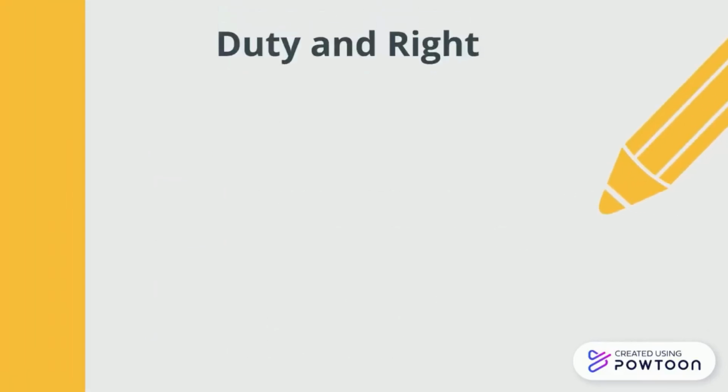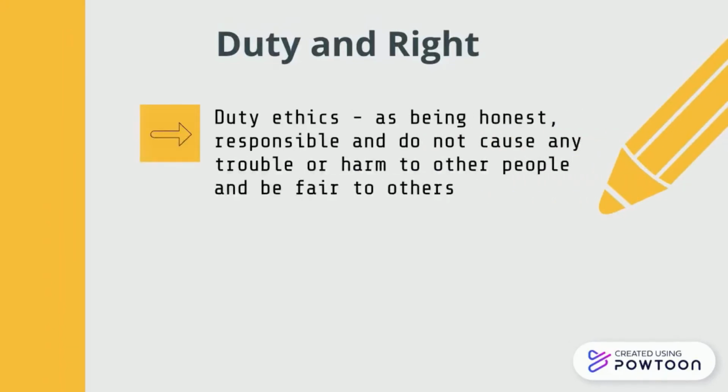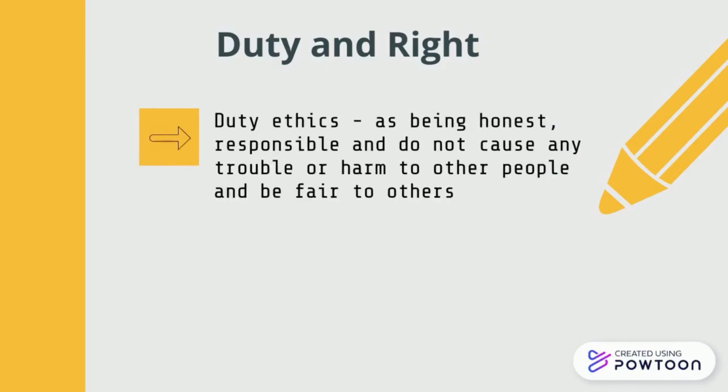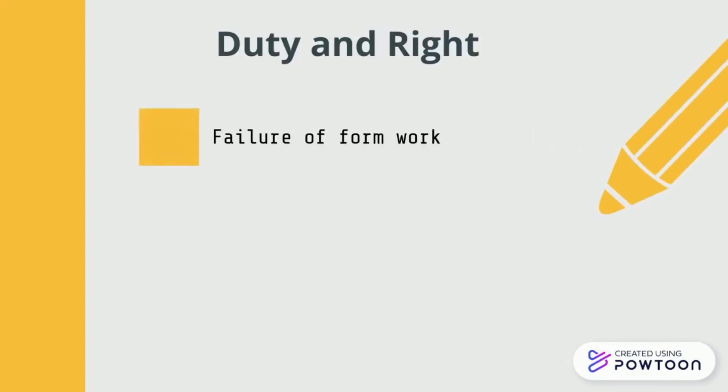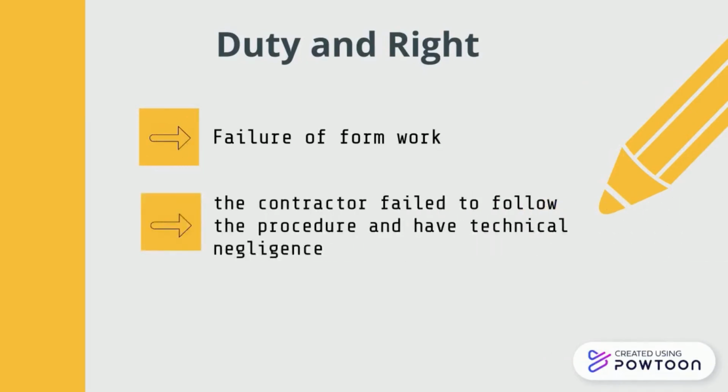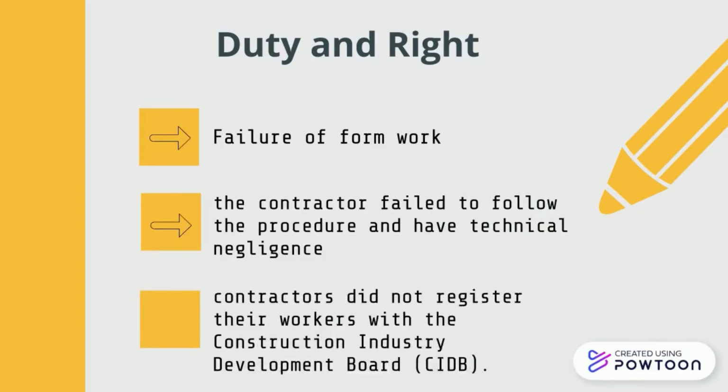The next ethical theory is duty and right. Duty can be defined as being honest, responsible, and not harming other people. Right ethics can be defined as humans having the right to life, liberty, and property. As we can see, the reason for this incident is the failure of the formwork. Other than that, the contractor failed to follow the procedure and had technical negligence, which is that the contractors did not register their workers with the Construction Industry Development Board (CIDB). With this behavior, the contractor does not practice the duty and right ethics.